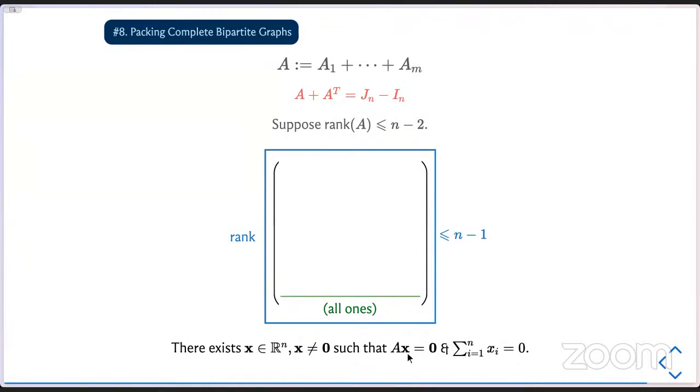But if Ax is 0, then because of this all ones row, all the entries of x must add up to 0. Because in particular, A acting on x is 0, so the last coordinate of that 0 vector is the sum of all the entries in x. Are we doing good so far?